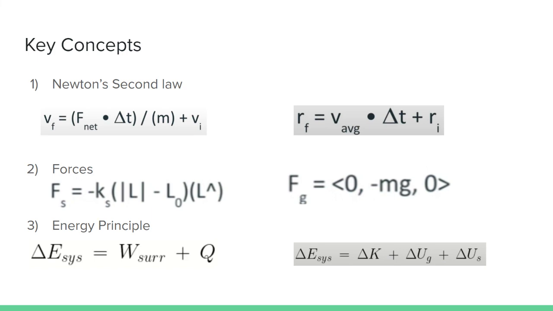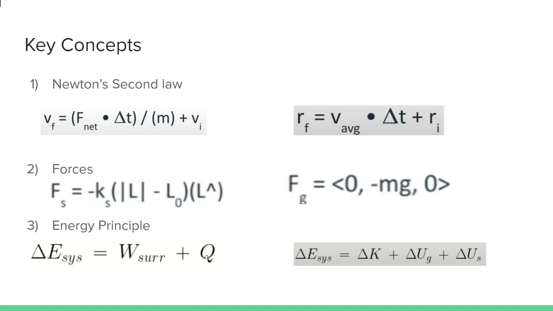The key idea relevant to the lab is Newton's second law of motion, from which we can derive the velocity update and the position update formulas. We'll also be looking at two forces in this experiment, the force of the spring and the force of gravity. We'll also look at the energy principle, which states that delta E of the system is equal to work done by the surroundings plus heat. There is no work done by the surroundings on the system and no heat transferred, so delta E of the system is equal to zero.